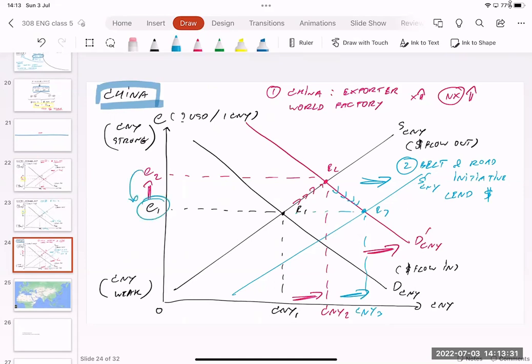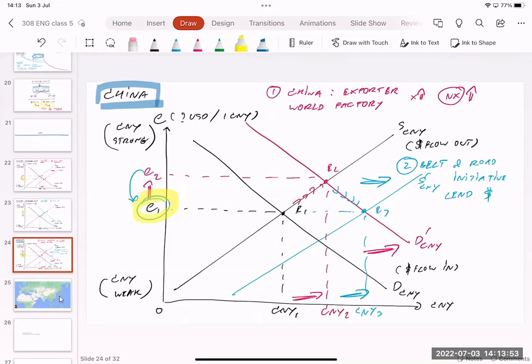However, in the end, the nominal exchange rate goes back down to E1 again. So it means they can fix the problem of a strong Chinese yuan. The Chinese yuan is going to be weak, coming back to E1 again. This is why China promoted the Belt and Road Initiative.